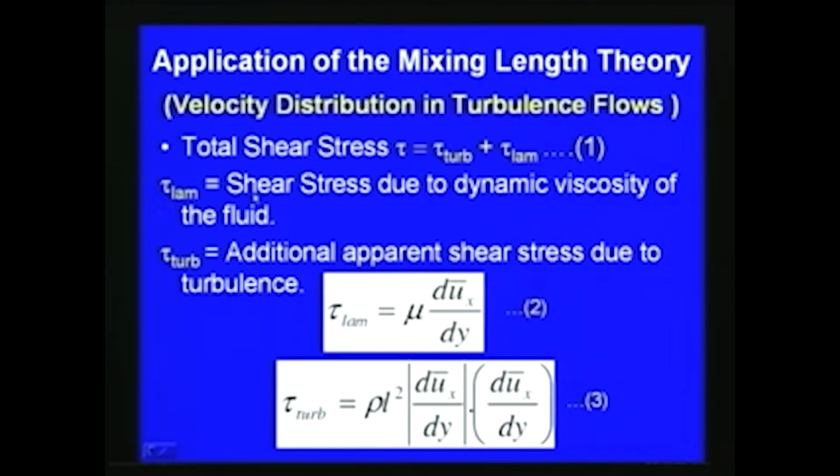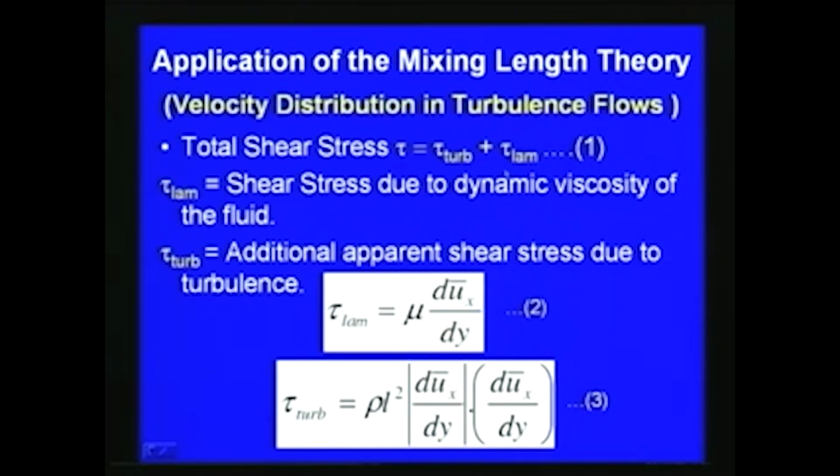So, tau laminar is the shear stress due to the dynamic viscosity of the fluid, as you can see as the flow takes place, and here the tau turbulent is the additional apparent shear stress due to turbulence. So, the total shear stress is the effect of the shear stress due to dynamic viscosity of the fluid, and then the additional apparent shear stress due to the turbulence.